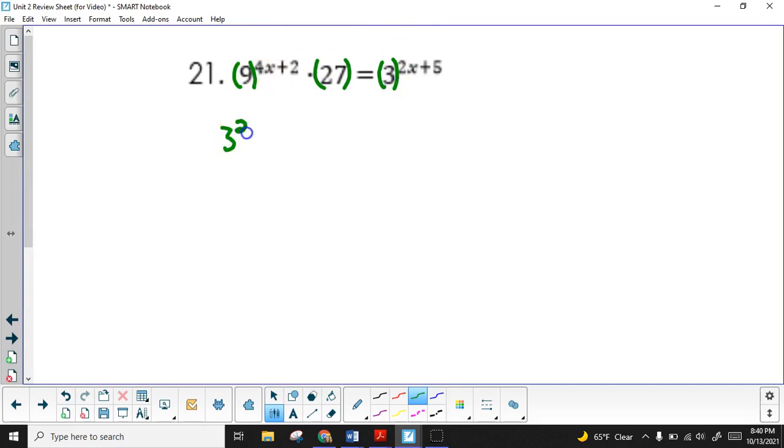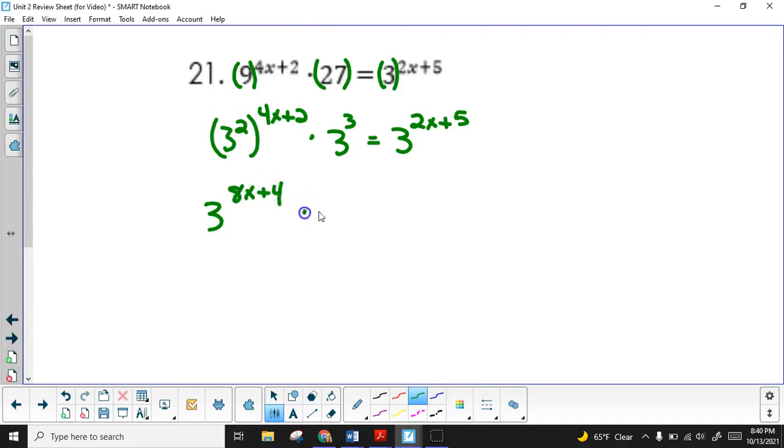9 is 3 squared, so that is 3 squared to the 4x plus 2. And 27 is 3 to the 3rd power. We have that still equals 3 to the 2x plus 5. Now let's use our rules of exponents. Here we have 3 squared to the 4x plus 2, so we'll use our power rule. When we raise a power to a power, we multiply. So this is 3 to the, we'll multiply 2 times 4x plus 2. That gives us 8x plus 4 times 3 to the 3rd power equals 3 to the 2x plus 5.